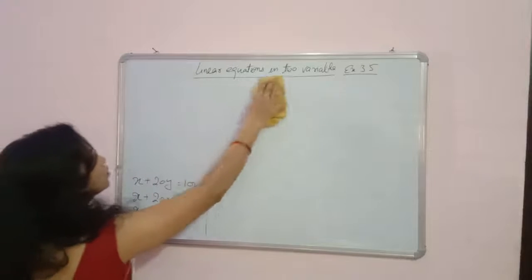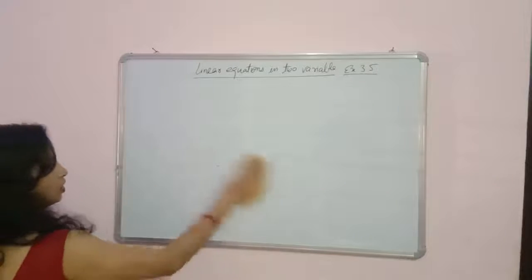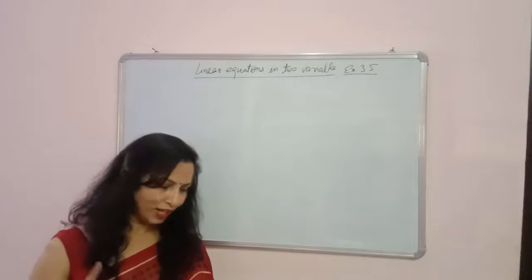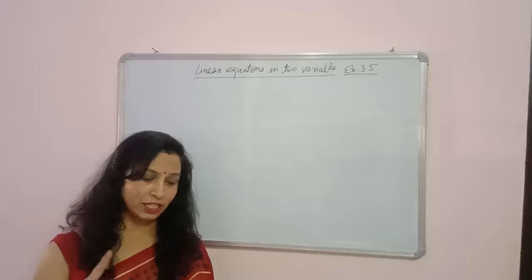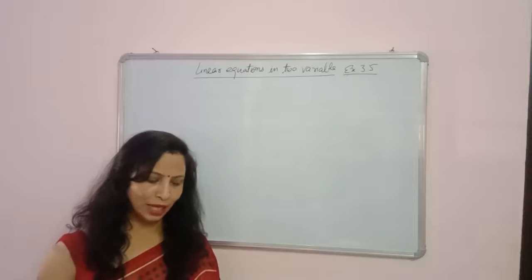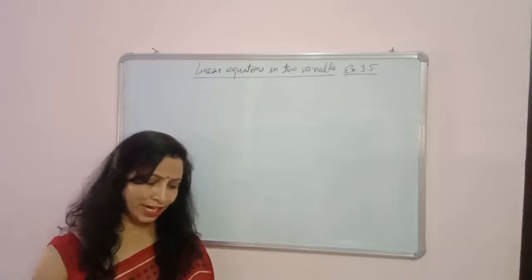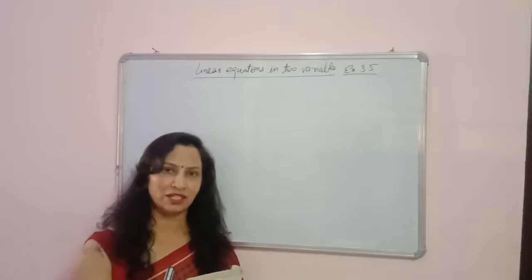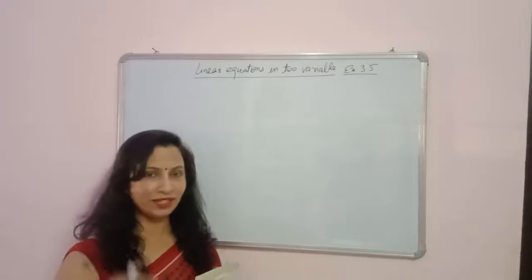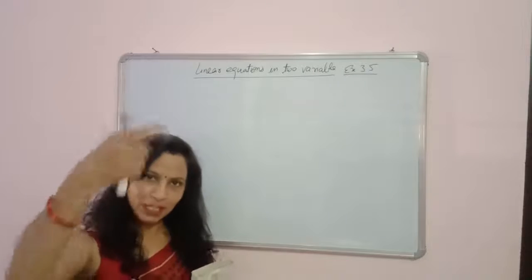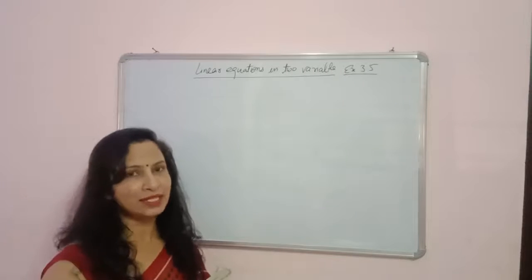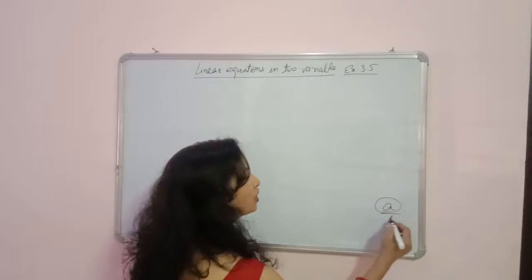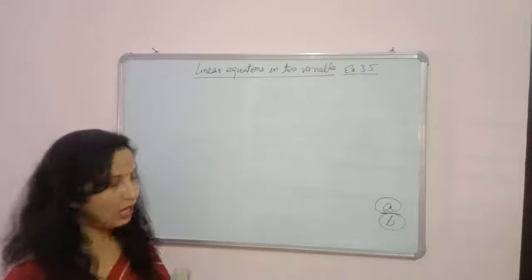Now we will do question number 2. According to the second question, a fraction becomes 1 upon 3 when 1 is subtracted from the numerator and becomes 1 upon 4 when 8 is added to the denominator. What is a fraction? We know that in a fraction we have a numerator on the upper side and on the lower side a denominator. Our fraction is in the form of a upon b. So this is called the numerator, this is the denominator.